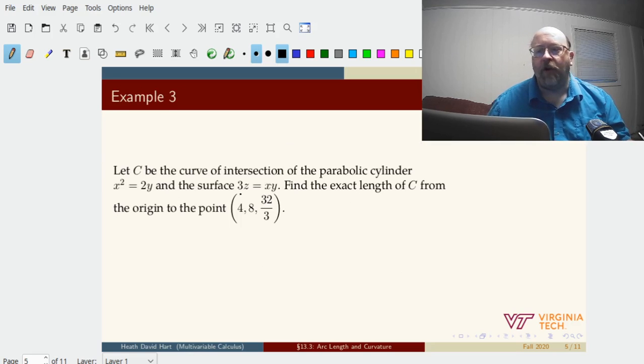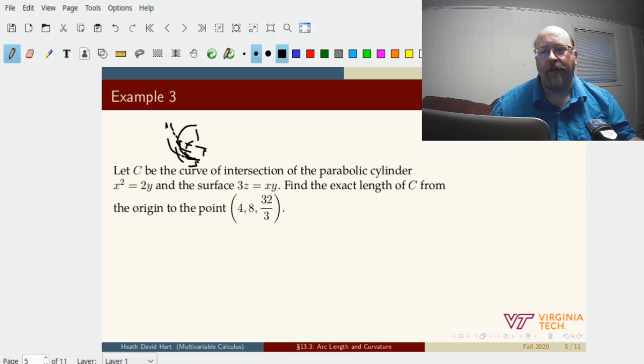Let C be the curve of intersection for this parabolic cylinder. So we have a parabolic cylinder, x squared equals 2y, and the surface 3z equals xy, and we want to let C be the intersection where these two different surfaces cross each other. Where they cross each other there's a curve, and we want to find the exact length of that curve going from the origin to this point here.